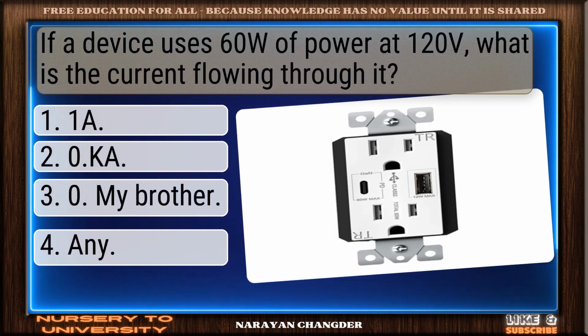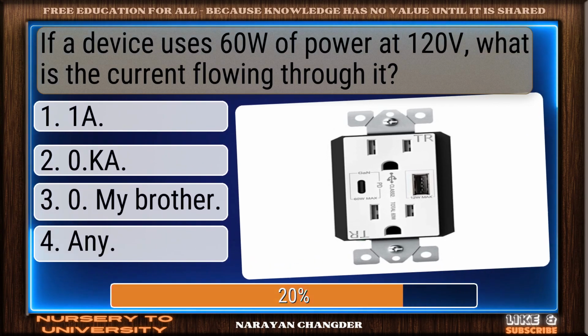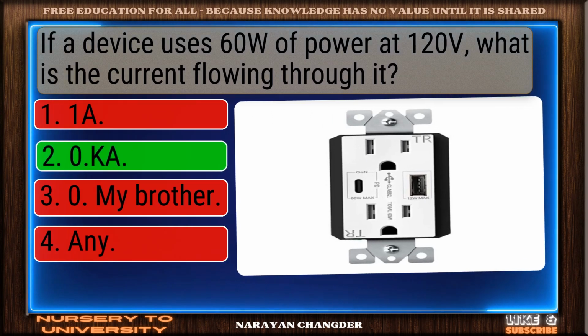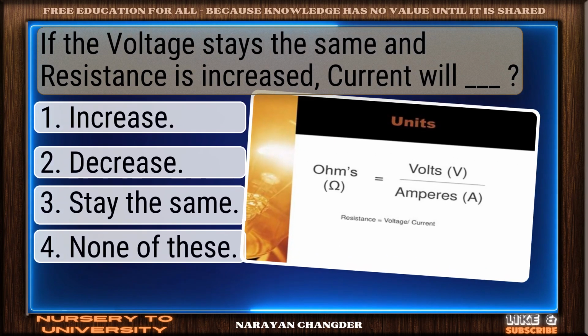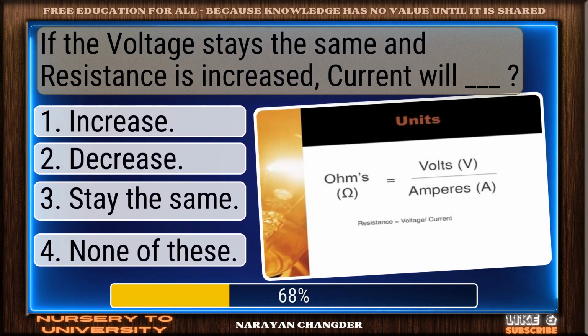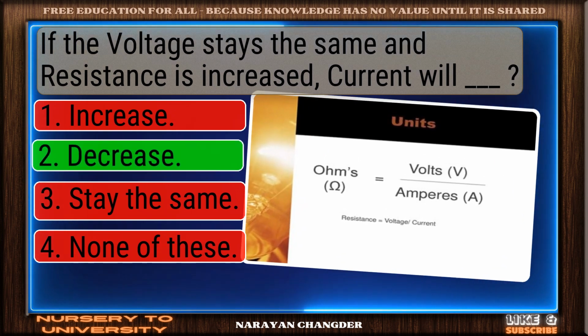If a device uses 6 watts of power at 120 V, what is the current flowing through it? On track. Correct. If the voltage stays the same and resistance is increased, current will dash. Great thinking. Decrease is right.